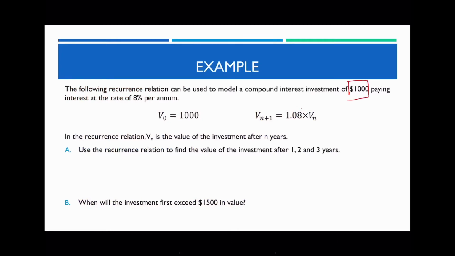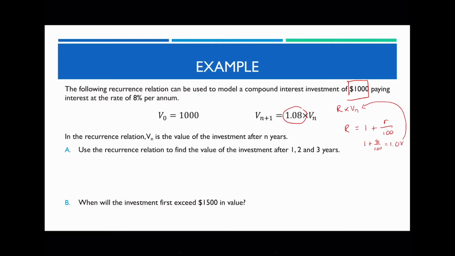And the way that they obtained 1.08, because you need to know how they got this formula, is that remember, you have to multiply your Vn by R, and to calculate R, that was 1 plus the interest rate over 100. In this case, the interest rate was 8. So if you go 1 plus 8 over 100, this gives you 1.08, and that's the reason why they've multiplied that by Vn.